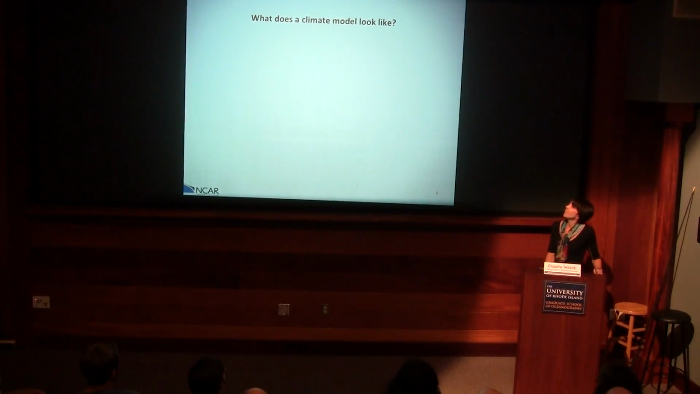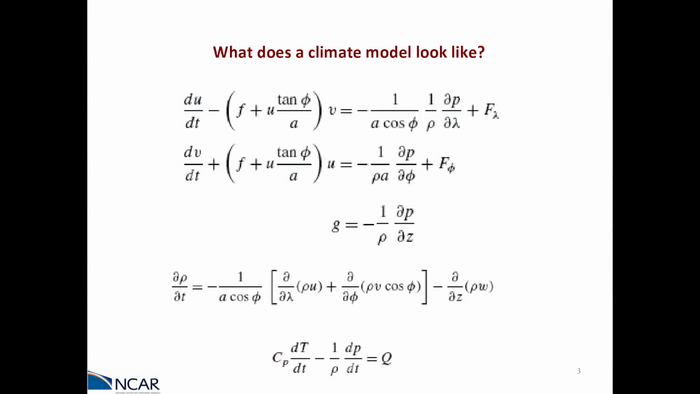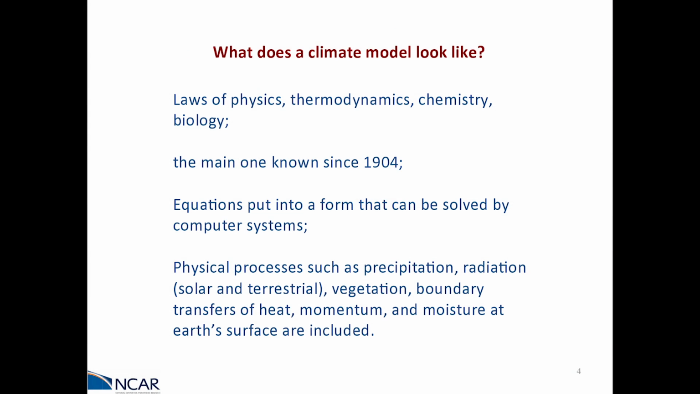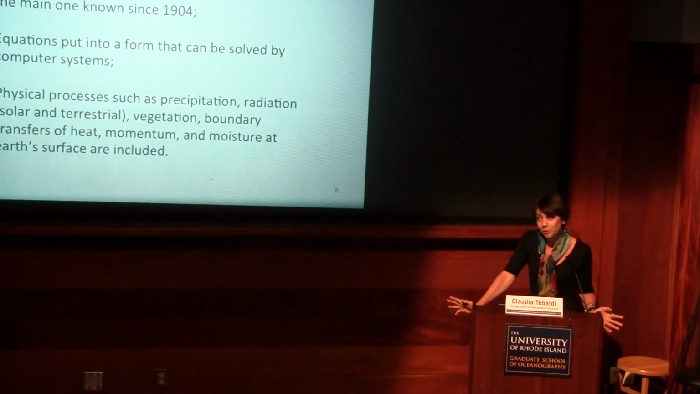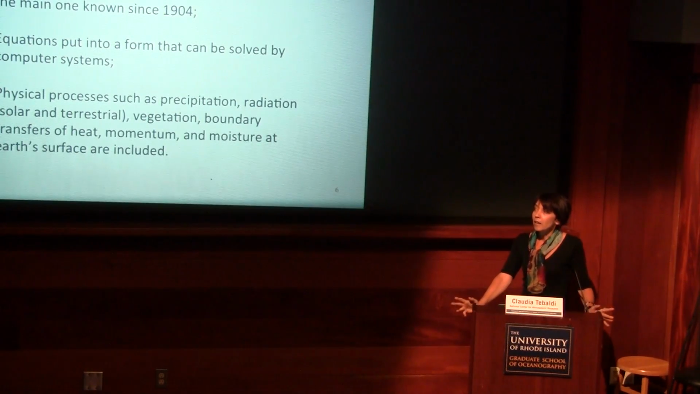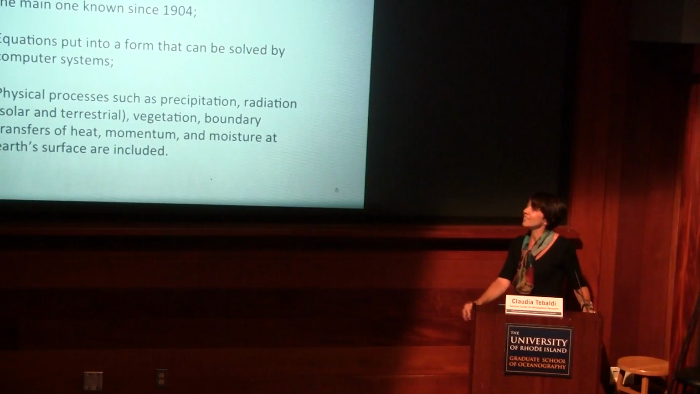So what do climate models look like? Well, they may look like this. And I'm a statistician, so don't ask me what's up there, but I know that's the kind of stuff that gets into climate models. To be less funny about it, the climate models are based on the laws of physics, thermodynamics, chemistry, and now even biology, because we think about how vegetation and organisms in the ocean react with carbon, for example. Some of those laws have been known and haven't changed since the beginning of the 20th century. The equations that represent those laws are put in forms that can be ingested and crunched on our computer systems.